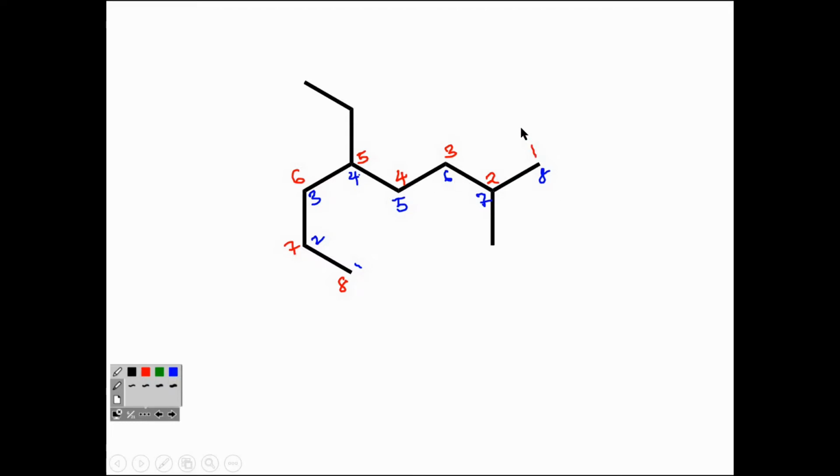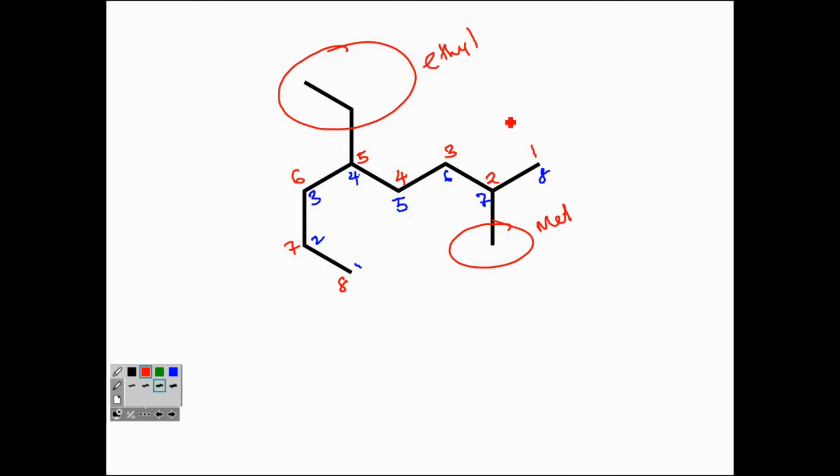All right. So again, we know our substituents. You have the ethyl again, and the methyl.